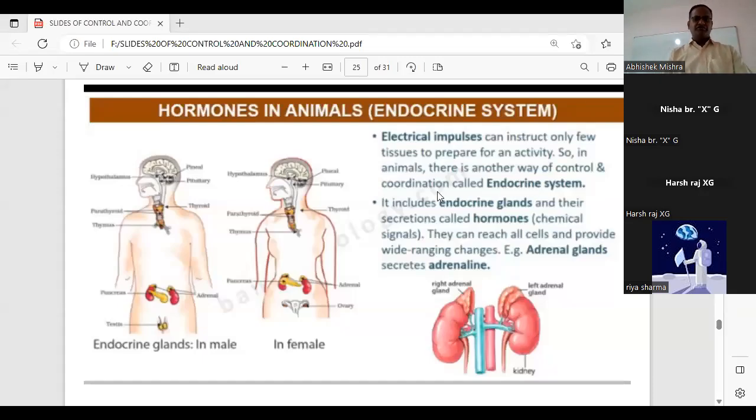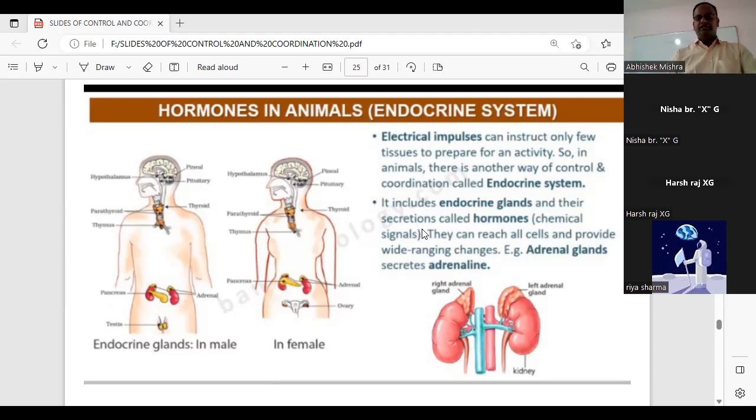Good morning, students. Today we will continue with the same chapter, control and coordination. Till now, we have done coordination in plants, the nervous system, and coordination in animals with the help of the nervous system. This topic is the last topic of this chapter, that is hormonal coordination in animals.